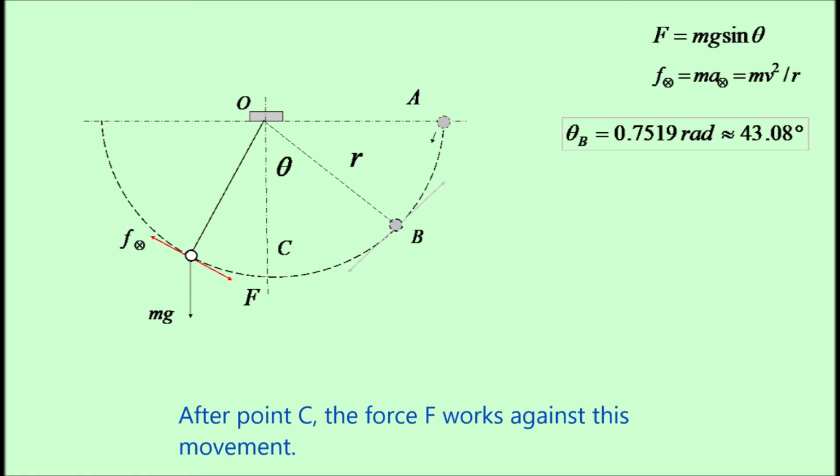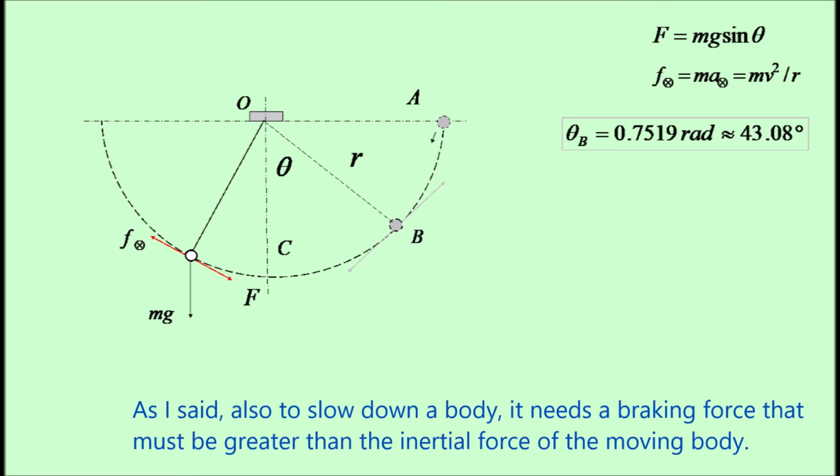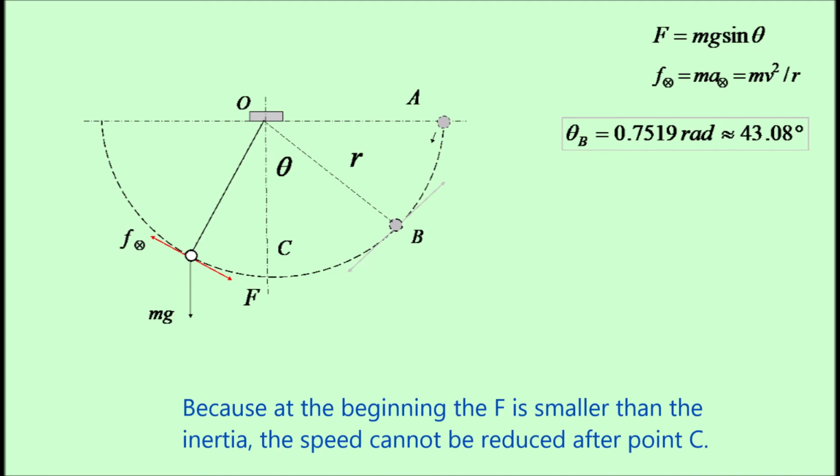After point C, the force F works against this movement. As I said, also to slow down a body, it needs a braking force that must be greater than the inertial force of the moving body. Because at the beginning the F is smaller than the inertia, the speed cannot be reduced after point C.